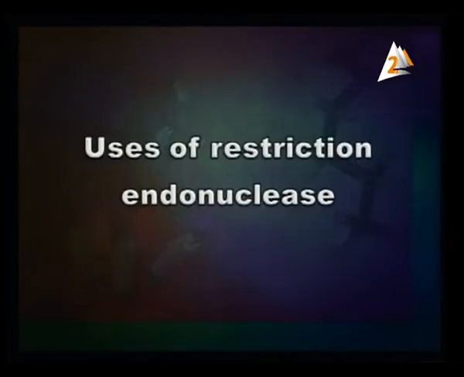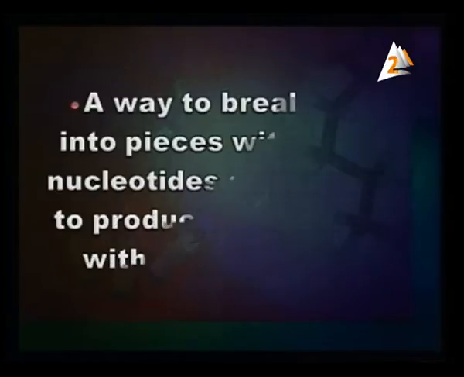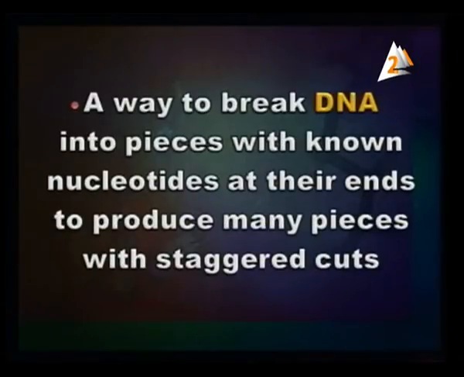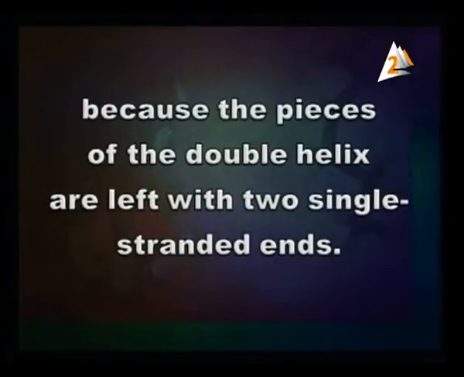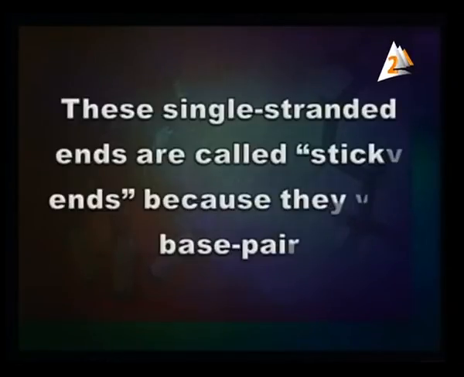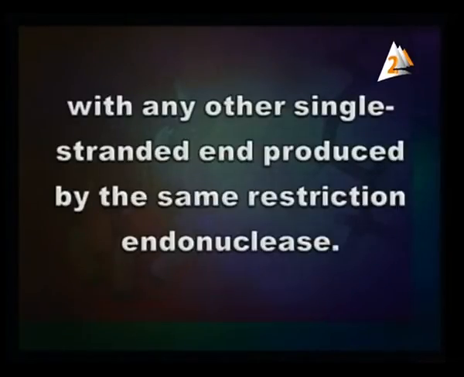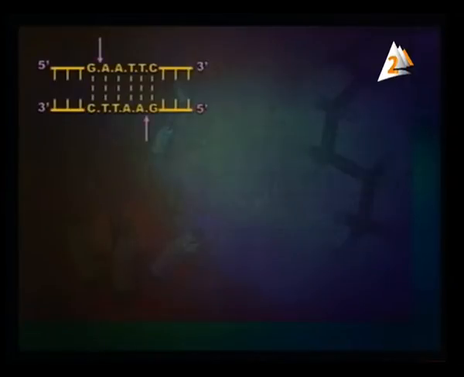Uses of restriction endonuclease. What are the uses of restriction endonuclease? It is a way to break DNA into pieces with known nucleotides at their ends, to produce many pieces with staggered cuts, because the pieces of the double helix are left with two single-stranded ends. These single-stranded ends are called sticky ends because they will base pair with any other single strand produced by the same restriction endonuclease.